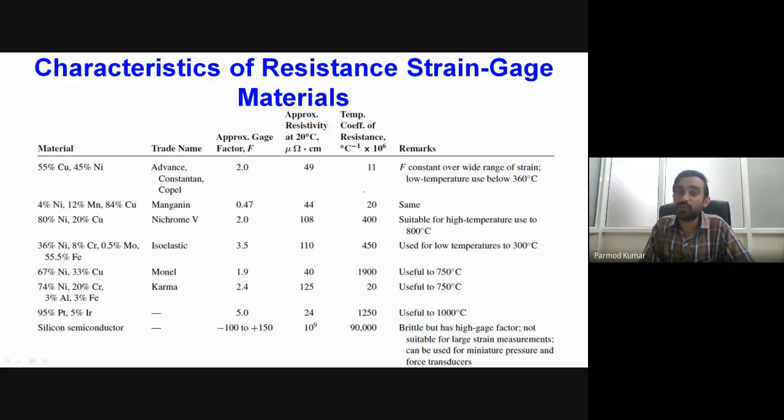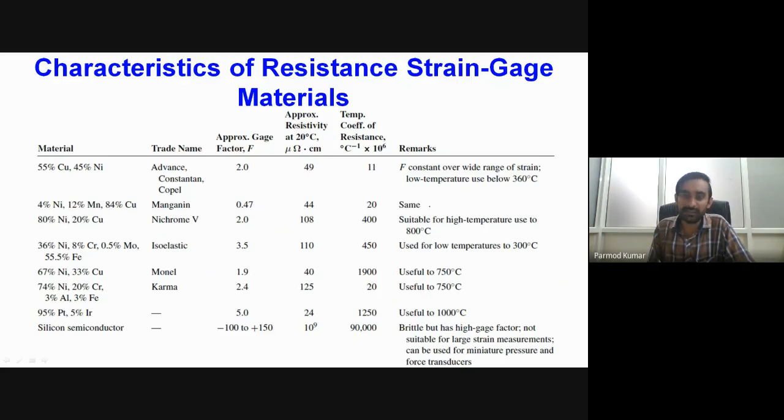We also have a temperature coefficient, because when there is a change in temperature of the wire, that can also lead to its expansion. So we have a temperature coefficient factor, because temperature can also lead to some change in resistance of the material. And these are remarks corresponding to each type of the material.